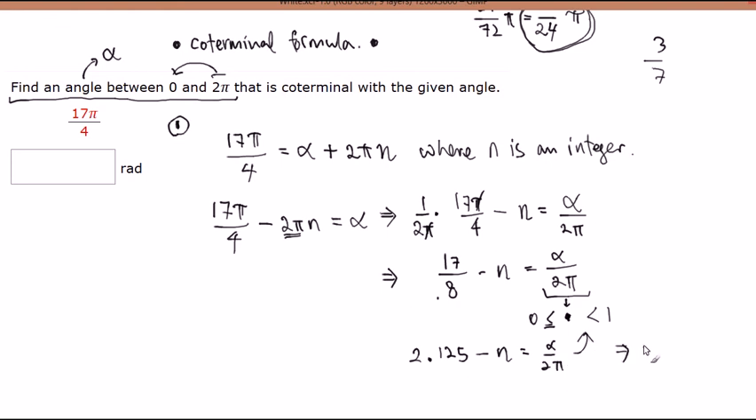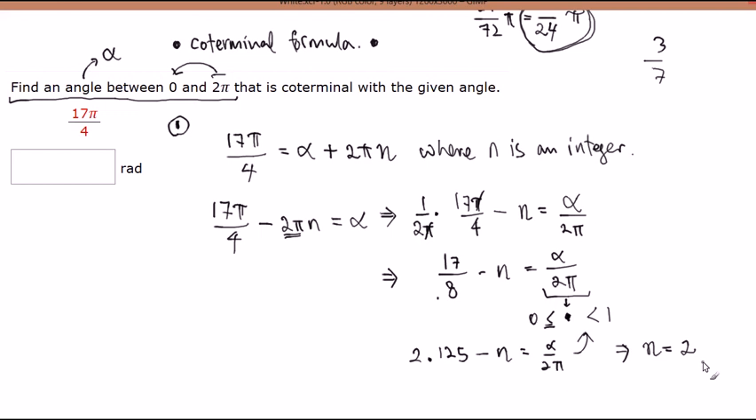What could be your good guess? n must be? What should you subtract from 2.125? 2 is an integer, right? If you subtract off that, you can see it becomes 0.125, correct? So 0.125 is in between 0 and 1, right? So n equals 2 works.